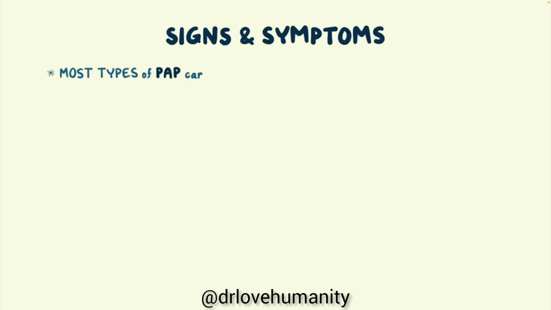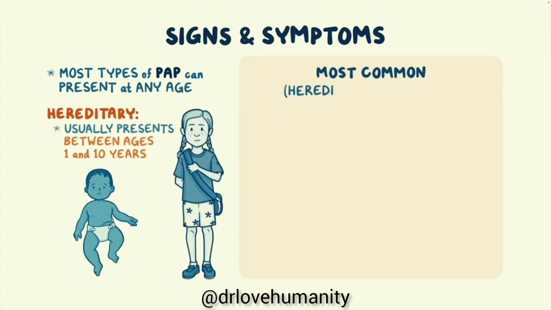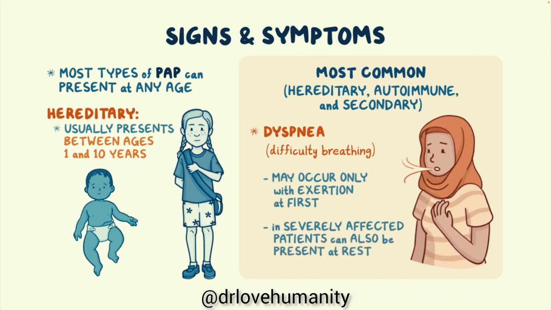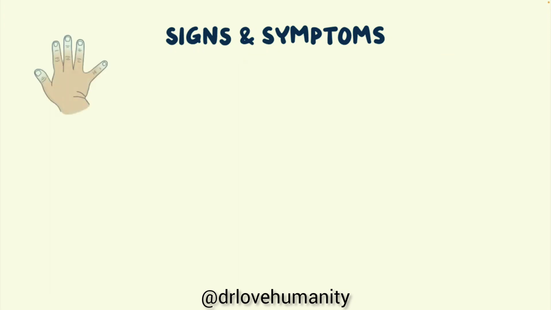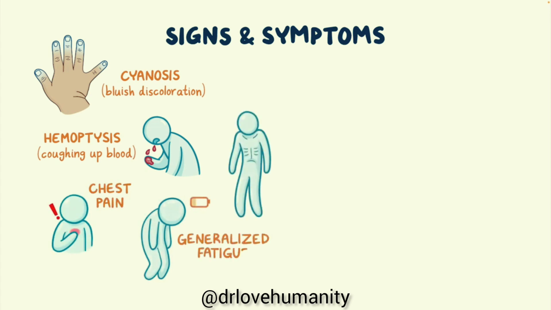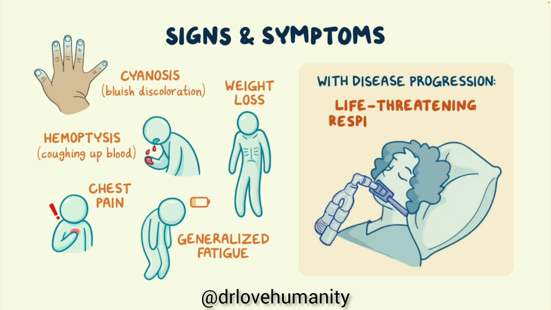Although most types of PAP can present at any age, hereditary PAP usually presents in children between ages 1 and 10 years. The most common symptom of hereditary, autoimmune, and secondary PAP is dyspnea, or difficulty breathing, which may occur only with exertion at first, but in severely affected patients, it can also be present at rest. Other symptoms include cyanosis, or bluish discoloration of fingertips, hemoptysis, or coughing up blood, chest pain, and systemic manifestations like generalized fatigue and weight loss. As the disease progresses, individuals may experience life-threatening respiratory failure.